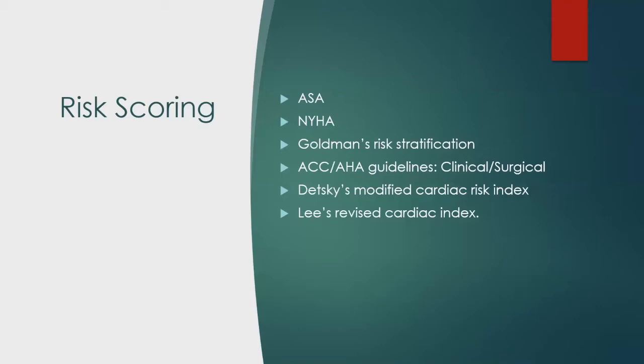Many of these risk scoring systems you already know, like ASA, NYHA. These are very primitive kinds of risk scoring systems. Say, for example, ASA is always plus or minus 2. Any patient, you say ASA 2, I can say ASA 4. It's just the way we look at that patient and look at their physiology.